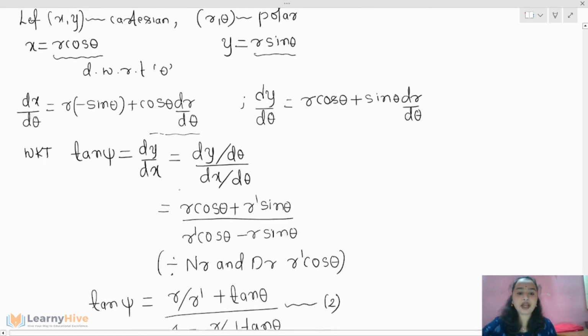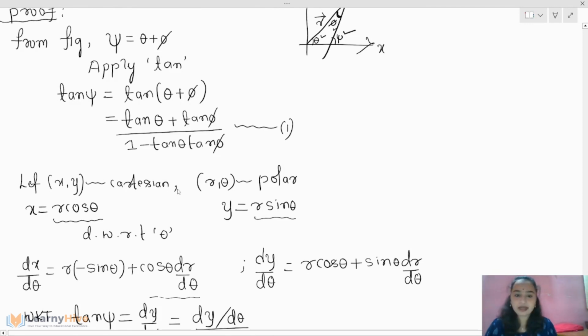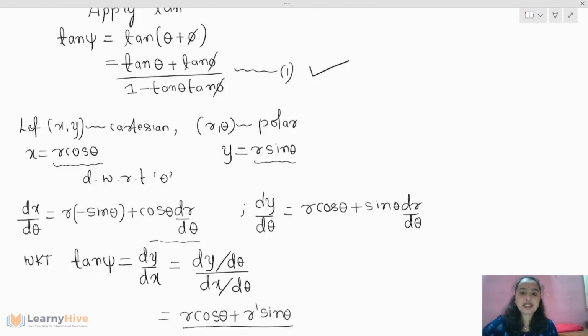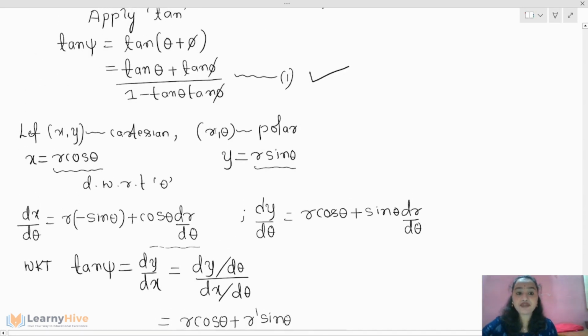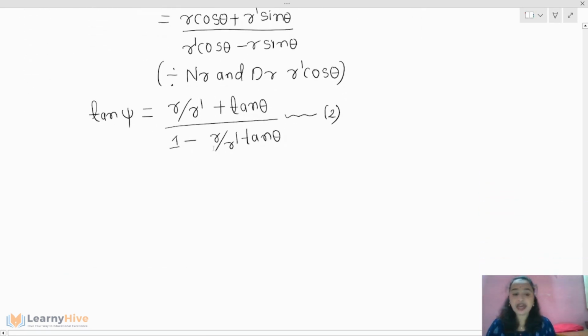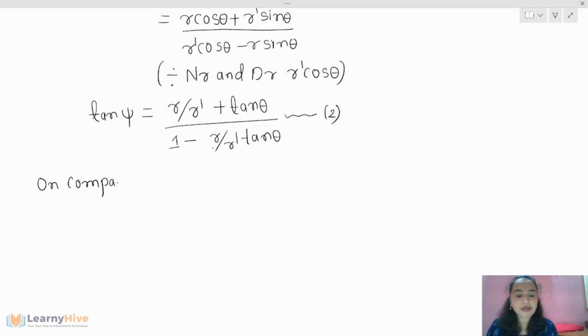Now we have to compare our equation number 1. Please look here, I am going to tick this one. This is our equation number 1, and it has to be compared with our equation number 2. In place of tan theta, we have tan theta, and in place of tan phi in equation number 2, we have r divided by r dash. So on comparing equation number 1 with equation number 2, we get tan phi as r divided by r dash.